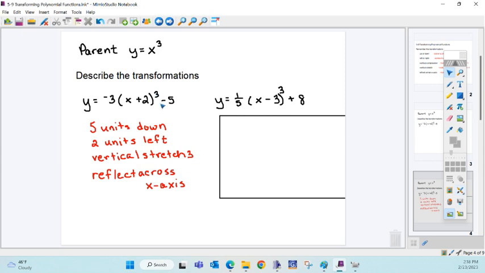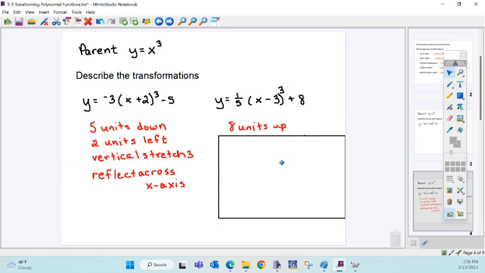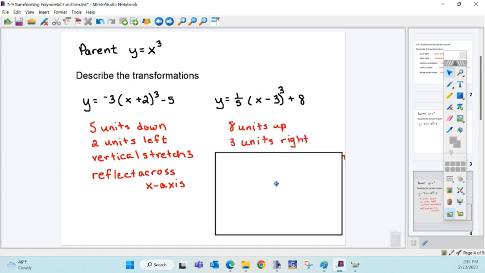And so that's what's happening with that. So here the 8 would be what way? The one on the outside tells you whether you're talking about going up or down. Oh, it's going up. Up 8 units up. The 3 is to the right. 3 units to the right, because of this.